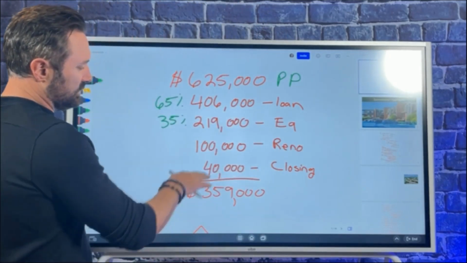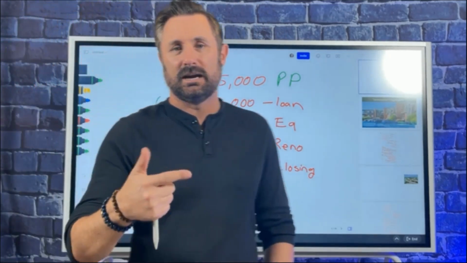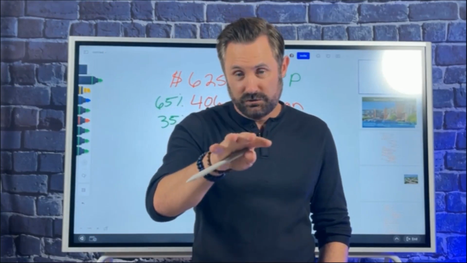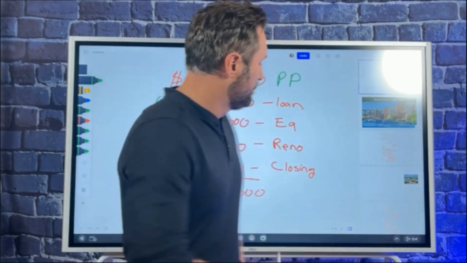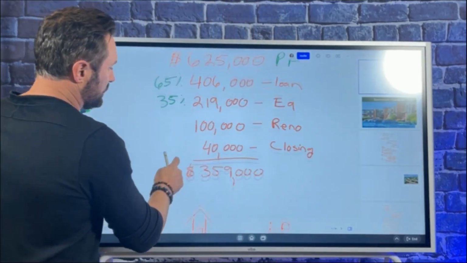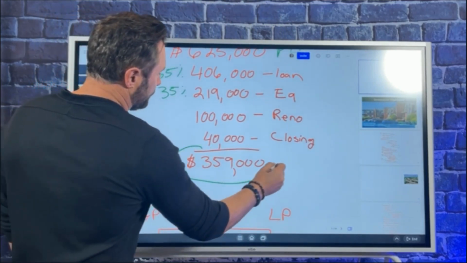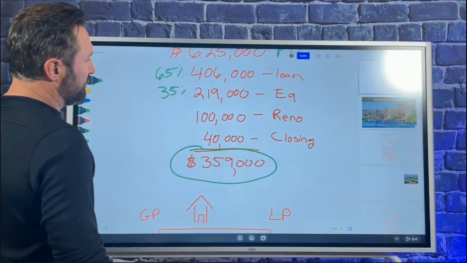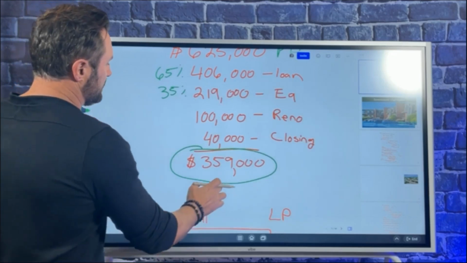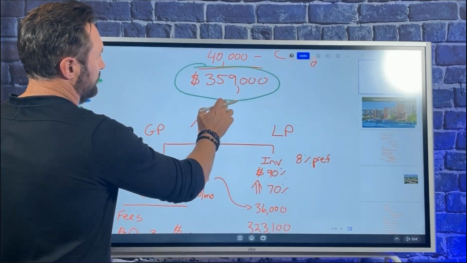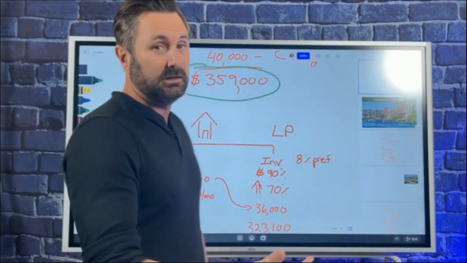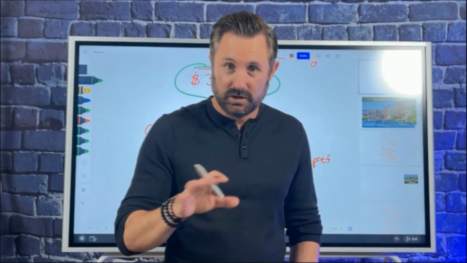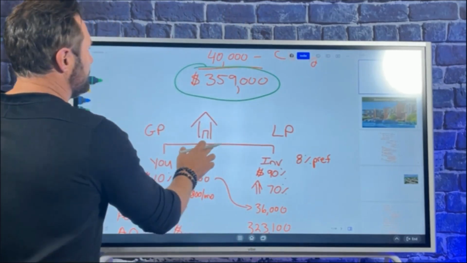$40,000 in closing costs. This closing cost includes legal fees, title, escrow, your acquisition fee, which we're going to get into in just a minute, but closing costs into the deal. So total equity of $359,000. Now you may be saying, well, holy crap, I don't have that. I can't buy it. I know you may not, and I didn't have a single dollar, but I'm going to show you how this breaks down.